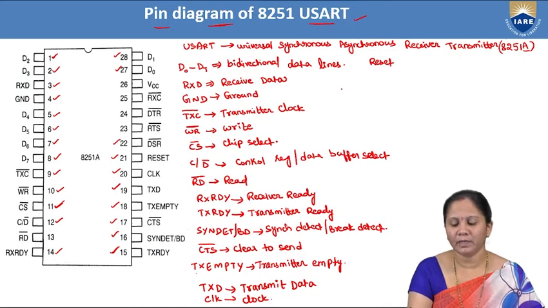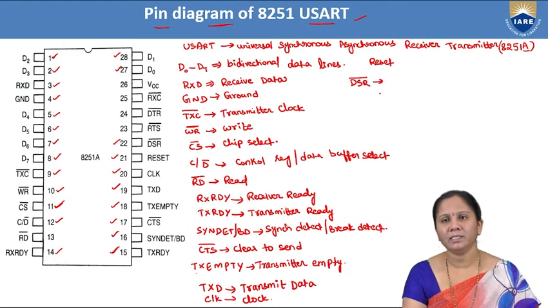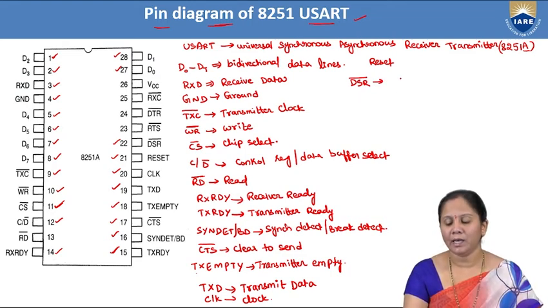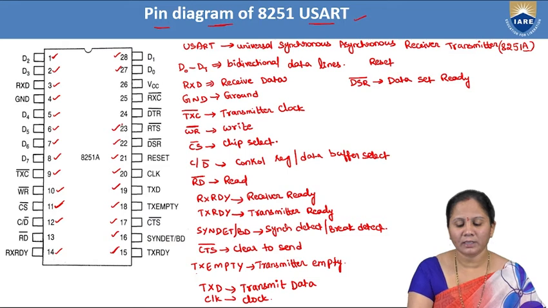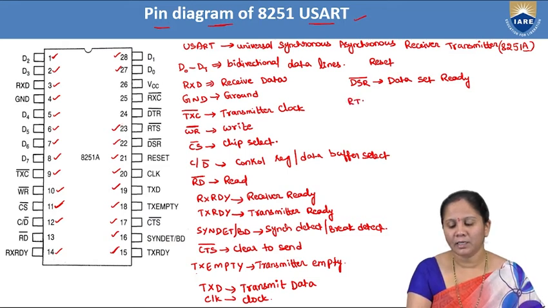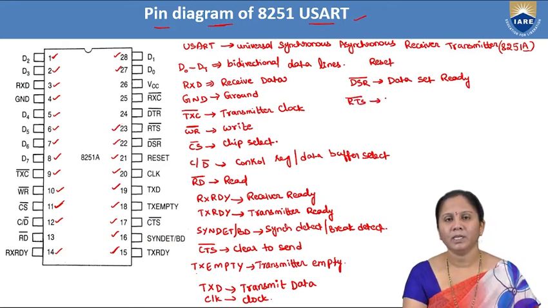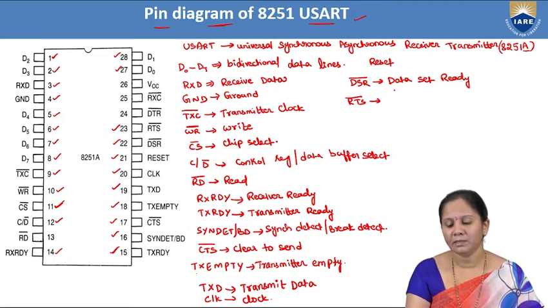The next, 22nd pin is DSR bar. This signal is active low. DSR represents data set ready, where S means set and R means ready. The next, 23rd pin is RTS bar, which is also an active low signal. RTS means request to send.